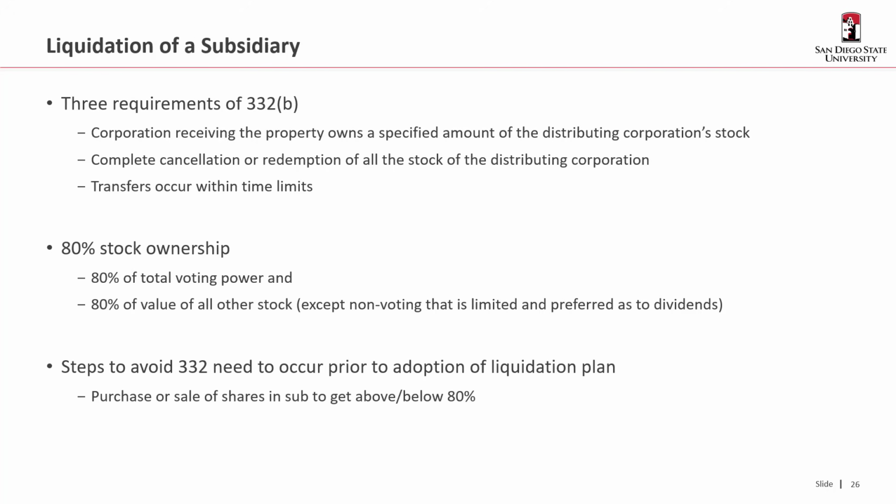3 requirements of 332(b). The corporation receiving the property owns a specified amount of that distributing corporation's stock. That's the 80% rule. Complete cancellation or redemption of all the stock of the distributing corp, and that transfer occurs within time limits. So we know about the 80% rule. That's very similar to our other 80% rules, 80% of the voting power and 80% of the value of all stock.